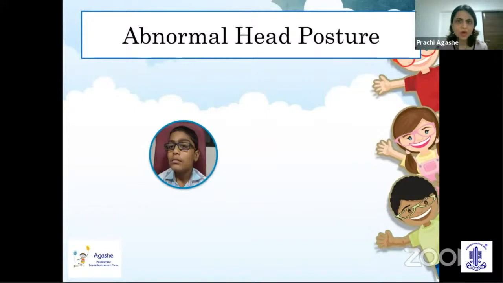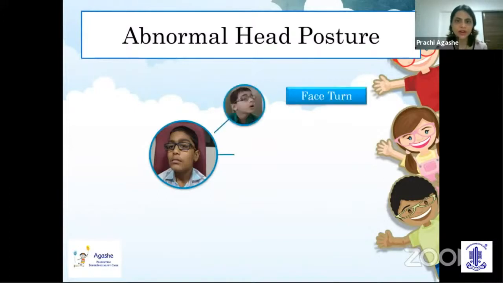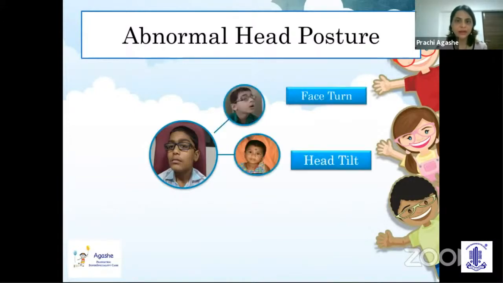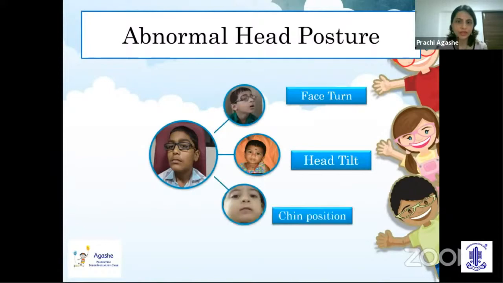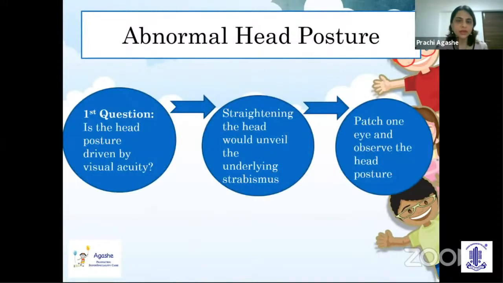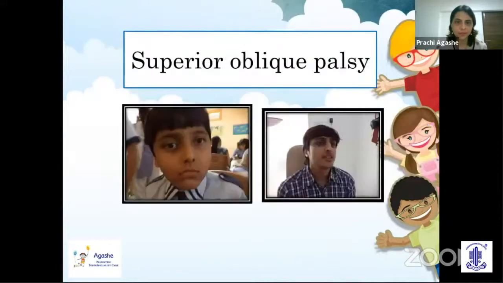So abnormal head posture is generally classified as face turn to the right or left, head tilt to the right or left, and chin position, whether it is elevated or depressed. When you see an abnormal head posture, the first question that we need to address is whether the head posture is related to the strabismus. A simple clue is to straighten the head posture, which would then unveil the underlying strabismus. Another test is to just patch one eye and observe for the correction of the head posture. If both of these happen, then it is the strabismus that is responsible for the head posture, and it is the binocularity that is driving the head posture.